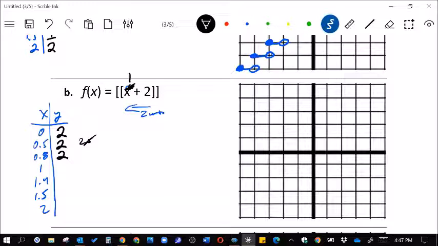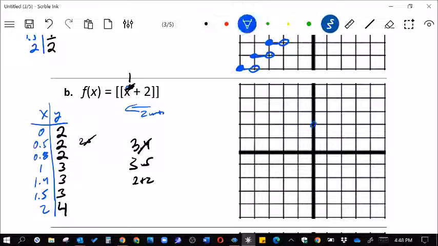If I put now a 1 in here, I get 1 plus 2 to get a 3. If I put 1.4 in there, I'll get 3.4, and we won't include the 0.4. 3.5, I also won't include it. But when I put 2 there, 2 plus 2, I'm going to get 4. So now for 0 and 2, let's go up here.